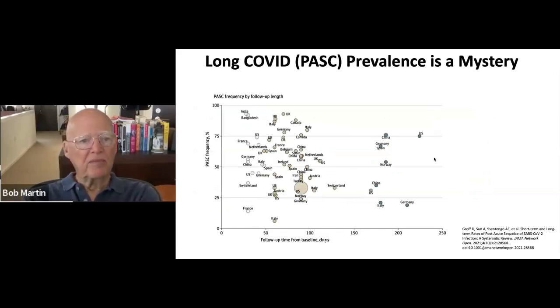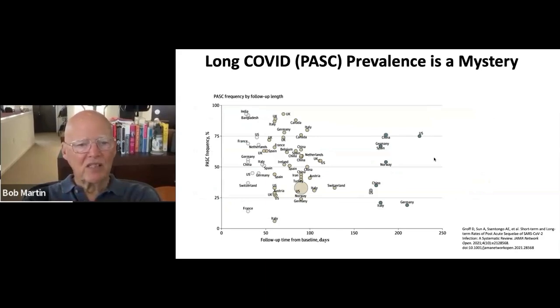As I mentioned, the prevalence is a mystery. These are early studies with the y-axis being prevalence and the x-axis being time frame, and they're all over the place. Nobody knows. 7%, as I mentioned, seems to be a good guess.